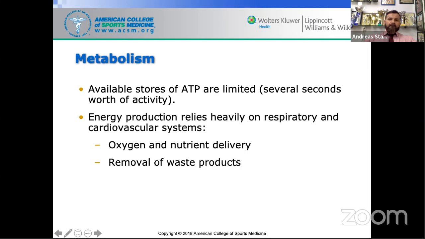Okay. Now, we all have some ATP in our body, okay, which lasts for seconds. If we didn't have the capability of producing more, we'd just stop. Like we have batteries and we're in low battery and there's no more juice and we're done, okay? So in order to produce that ATP, that energy, the respiratory system and the cardiovascular system play a huge role, okay, with the oxygen and nutrient delivery and the removal of the waste products.